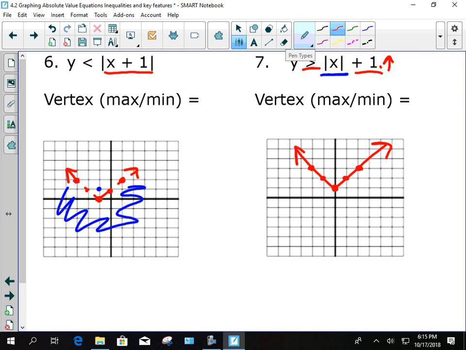So hey, okay, now we're going to test the point. We're going to test x is 3, y is 3. So is 3 greater than the absolute value of 0 plus 1? Is 3 greater than 0 plus 1? 0 plus 1 is 1. Is 3 bigger than 1? Yes, so I shade inside.